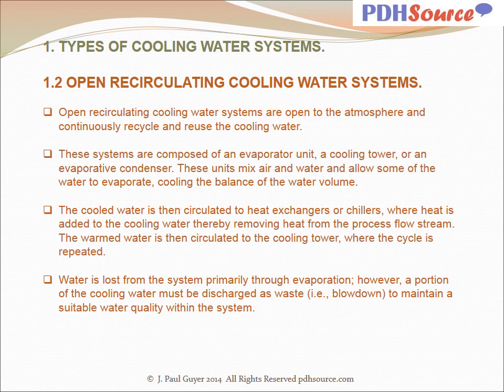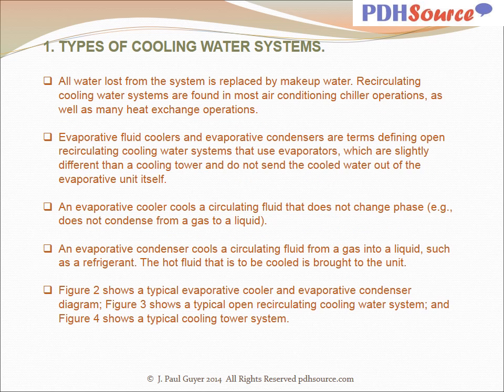Water is lost from the system primarily through evaporation. However, a portion of the cooling water must be discharged as waste, that is, blowdown, to maintain a suitable water quality within the system. All water lost from the system is replaced by makeup water. Recirculating cooling water systems are found in most air conditioning chiller operations as well as many heat exchange operations.